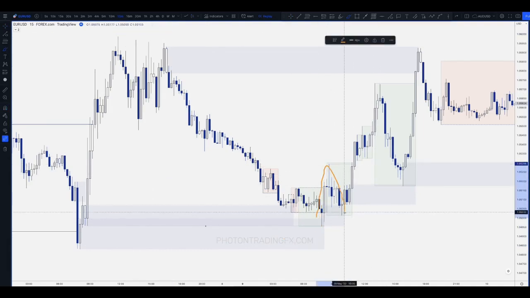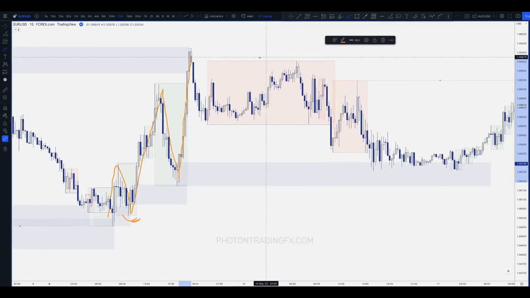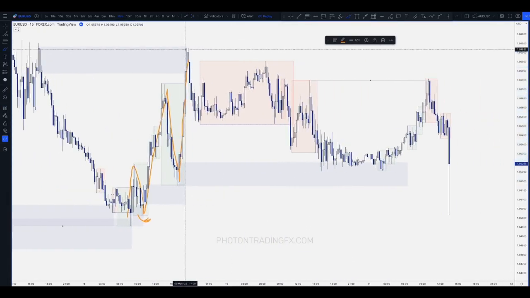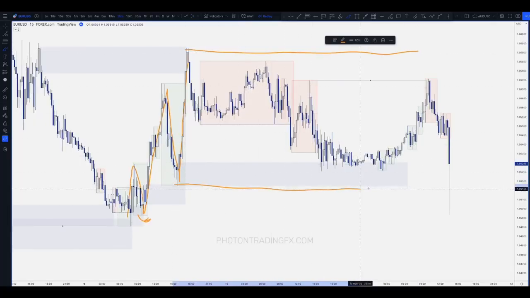So then we get that pullback, we get that big movement up here, we get the pullback, we protect that strong low, it doesn't get breached, and then we get another one. So then we're within what? We're within the larger internal range. So then we expect that this low should hold, okay? So then we get bearish order flow within that, right?